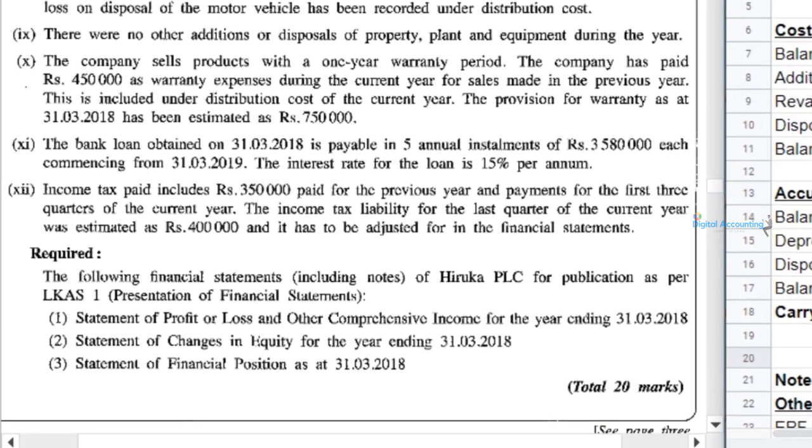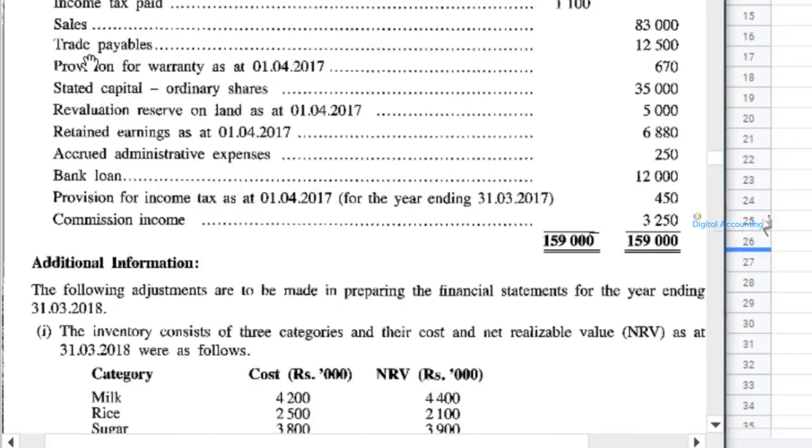Additional information number 10. The company sells products with a 1-year warranty period. The company has paid Rs 450,000 as a warranty expenses during the current year for sales made in the previous year. This is included under distribution cost of the current year. The provision warranty as at 31st March 2018 has been estimated as Rs 750,000. So provision for warranty as at 1st April 2017 is 670.